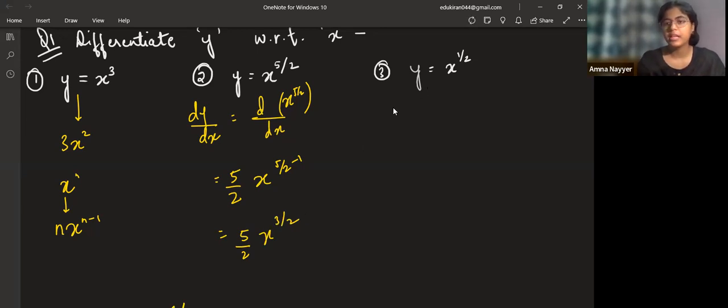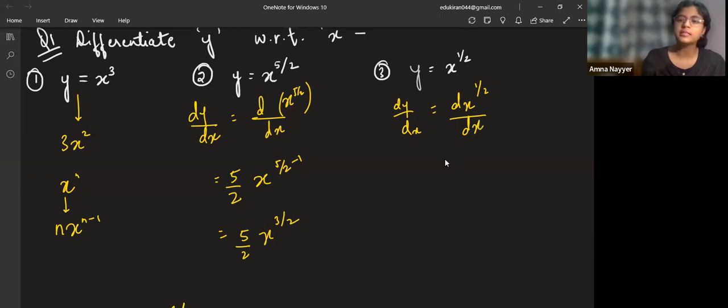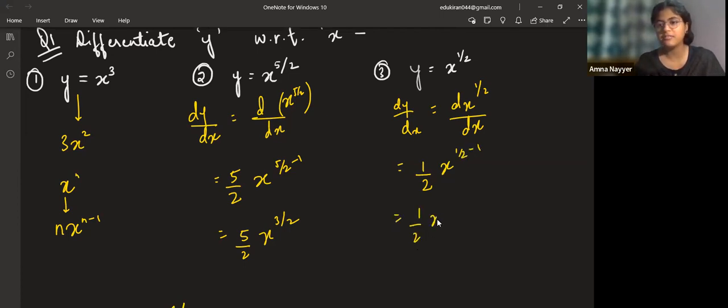Come to this part. Again, we are differentiating dy over dx, so that becomes d by dx of x to the power half, which we are differentiating with respect to x. Now, see, n x to the power n minus 1. So n is half, x to the power n minus 1. That becomes half x to the power minus half. This is how we perform differentiation. This is the basics of differentiation.